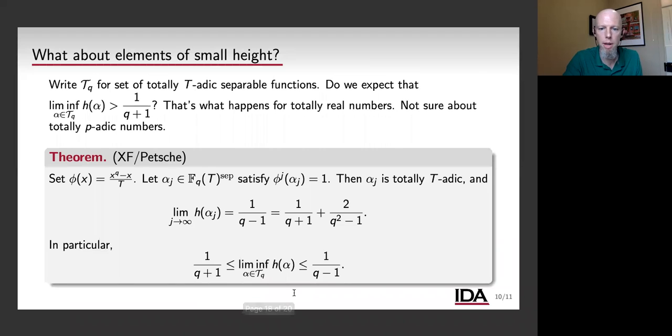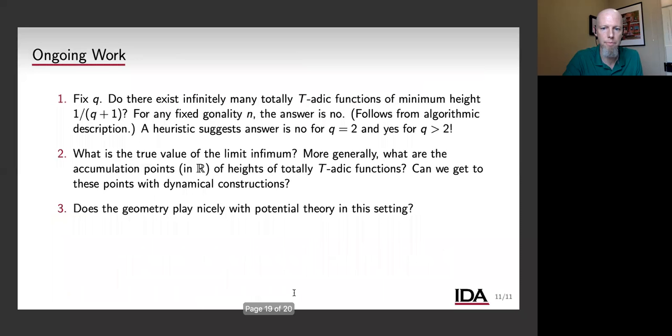All right, I think I'm about out of time, so I'm going to skip over this slide. You can think about elements of small height as well, not just minimum height elements. So that's certainly an interesting place to go for future work: what if you consider things of small height, things where you're not at the minimum, but maybe near the minimum? Is the minimum a limit point? Are there infinitely many totally t-adic functions that achieve the minimum? And then, of course, there's the question of whether Clay's original idea, the potential theory approach, actually plays well with the geometry. Okay. All right, I think I'll stop there.